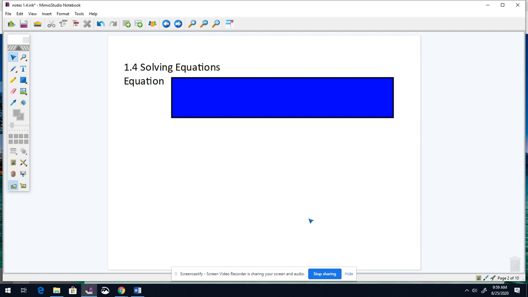We're going to go through and do the basics of the beginning of chapter 1. So we're kind of starting partway through the chapters. So 1.4 is on solving equations, which is a review of what you would have done in Algebra 1. So just some basic understanding before we really get going with equations.